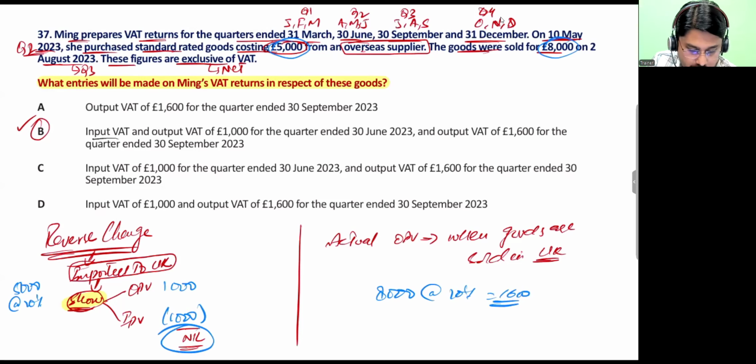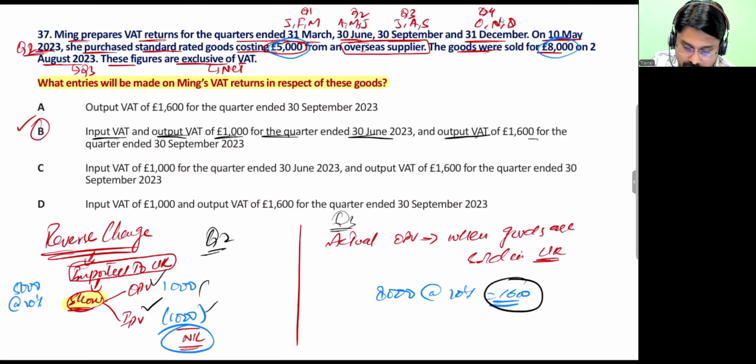So now take the things. Input and output VAT of 1,000 for the quarter ended 30th June, that's quarter two, and that's quarter three. And output VAT, only the output VAT of 1,600 for the quarter ended 30th September, that's in quarter three. So this is the relevant answer. Part B is the correct answer. I hope the students who made mistakes are now clear on this.